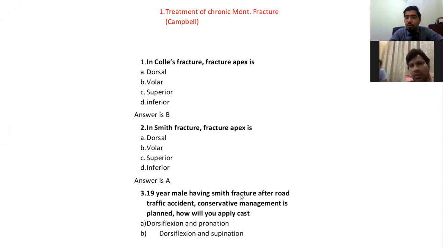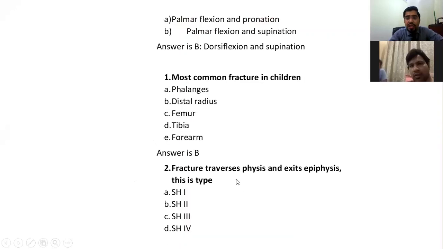And the next question was Smith fracture and how will you apply cast? So there is a table I will show in a while. In Smith fracture you apply cast in dorsiflexion and supination position. Most common fracture in children is distal radius, and in adults it is phalanges.